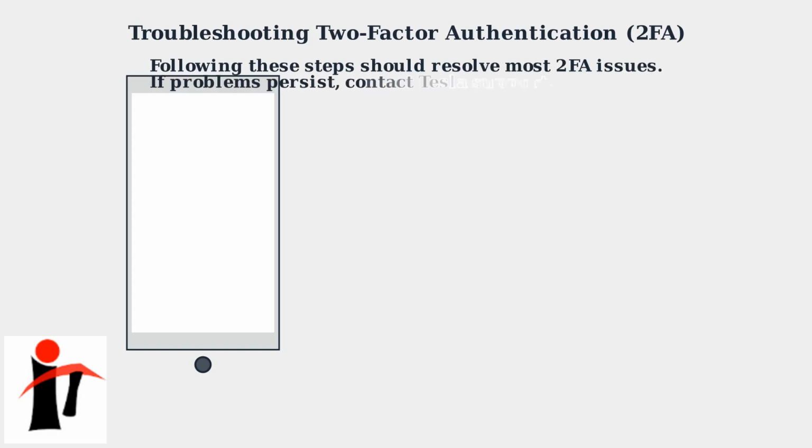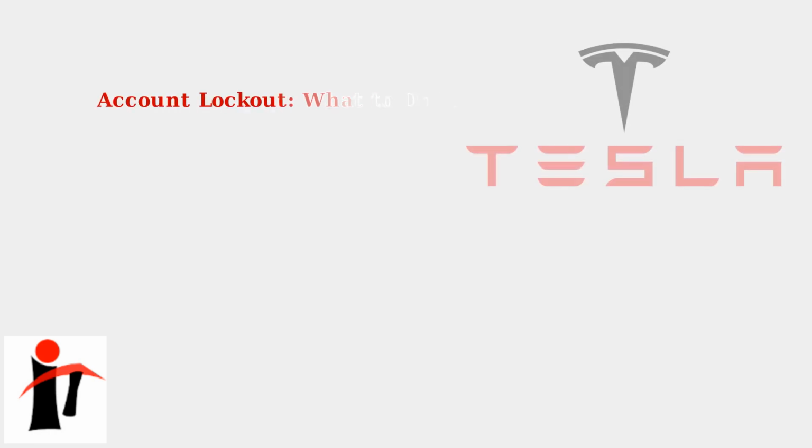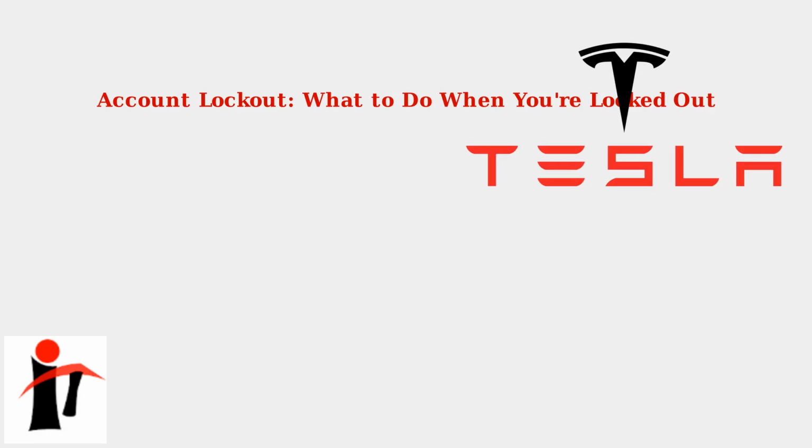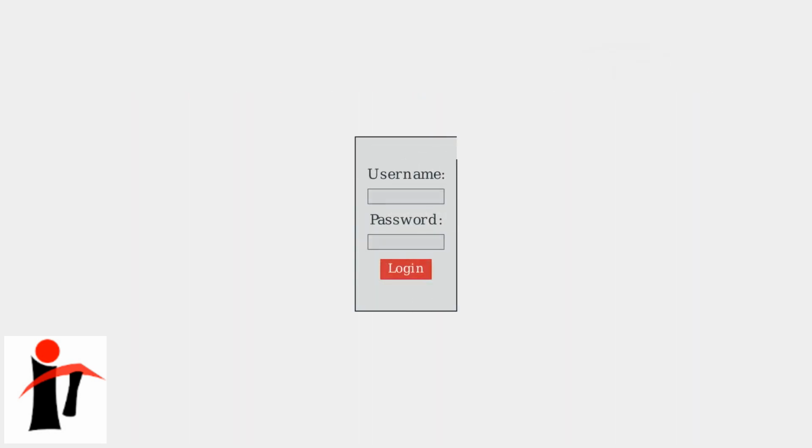Following these troubleshooting steps should resolve most two-factor authentication issues with your Tesla app. If you continue to experience problems, reach out to Tesla support for further assistance. Too many failed login attempts can trigger an account lockout. Typically, you'll be locked out for 1 to 24 hours. This happens when you enter incorrect credentials multiple times in a row.